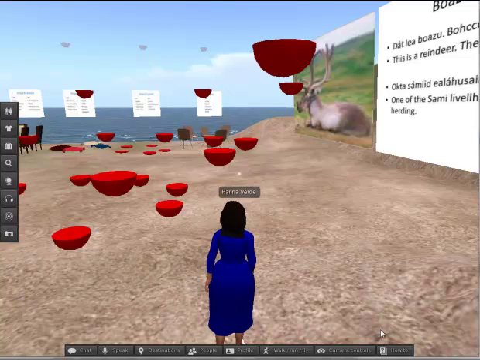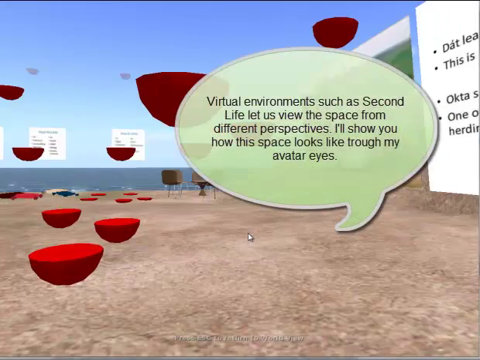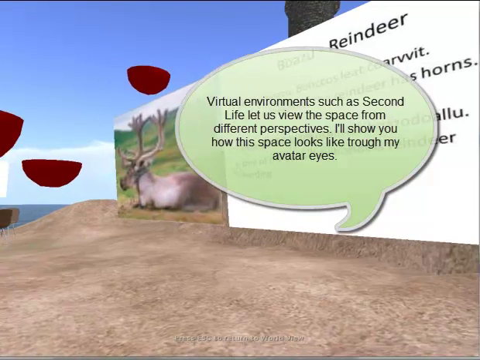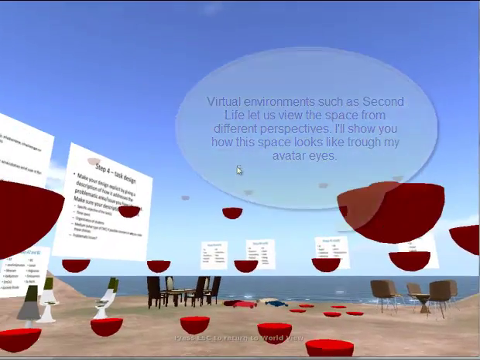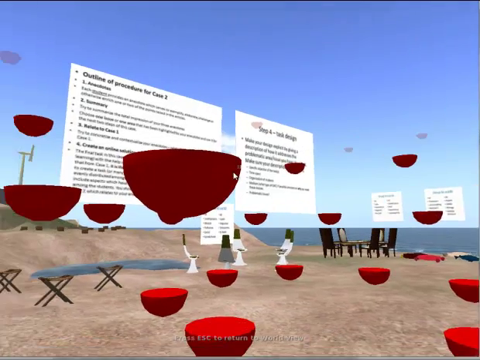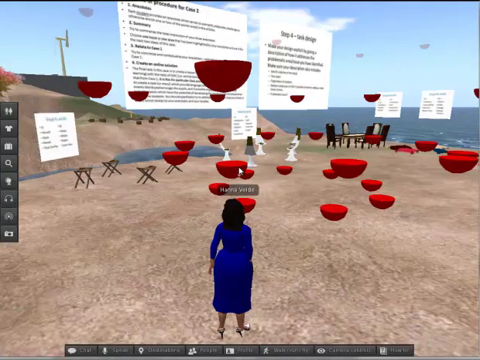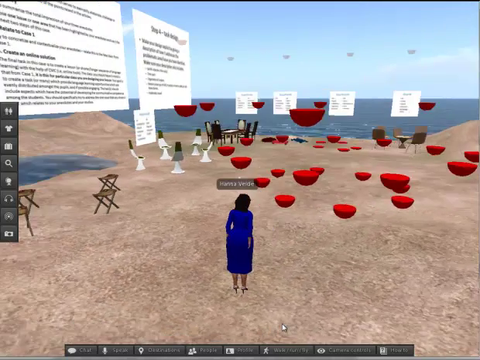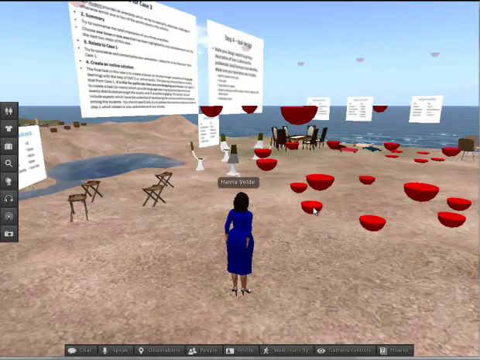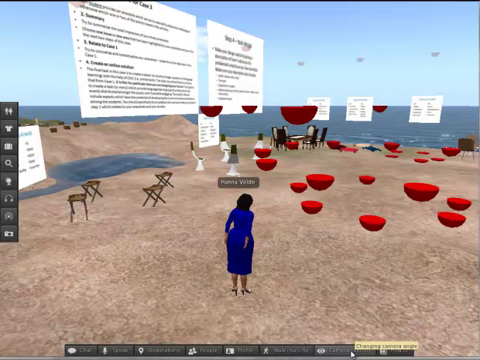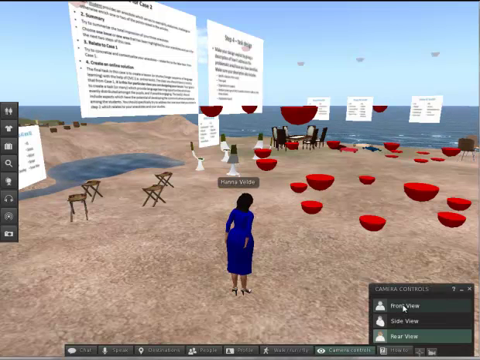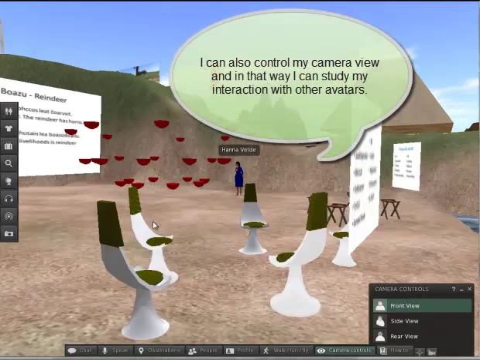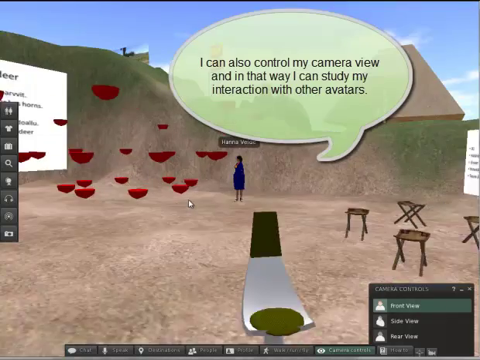Virtual environments such as Second Life give us the possibility to view the space from different perspectives. Hereby I show you how the space looks through my avatar eyes. I can also control the camera view, and in that way I can study my interaction with other avatars.